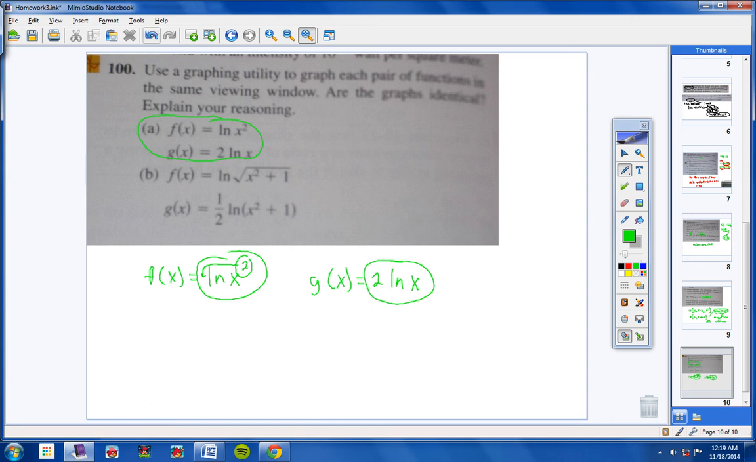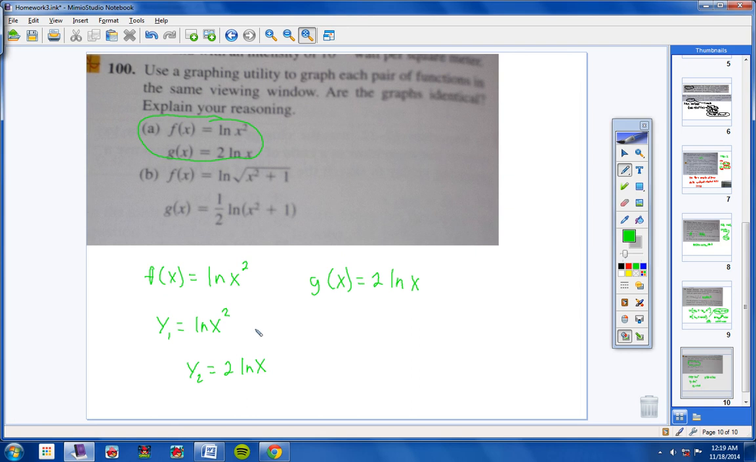Now, what they want you to do, and students, go ahead and hit your zoom button and hit 6. So you go back to your standard window, okay? And then go to your y equals, and for your first y equals, hit natural log of x squared. Go ahead and type that in. And then jump down to y2 and type in 2 natural log of x.